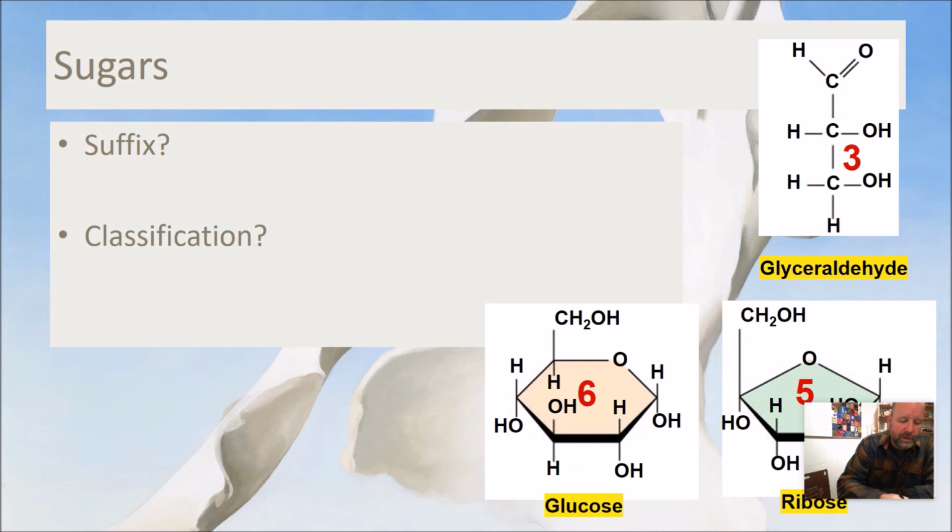Usually with sugars, we end up with a suffix that is OSE, and we sort them out by numbers of carbons a lot of times. So, there's glucose, ribose, and glyceraldehyde. It would be glycerol if it was a hydroxyl group here, but pretty much the same thing. So this would be a triose with 3 carbons. This is a hexose, and this is a pentose. So they're basically given a prefix based on how many carbons there are, and then end in OSE.